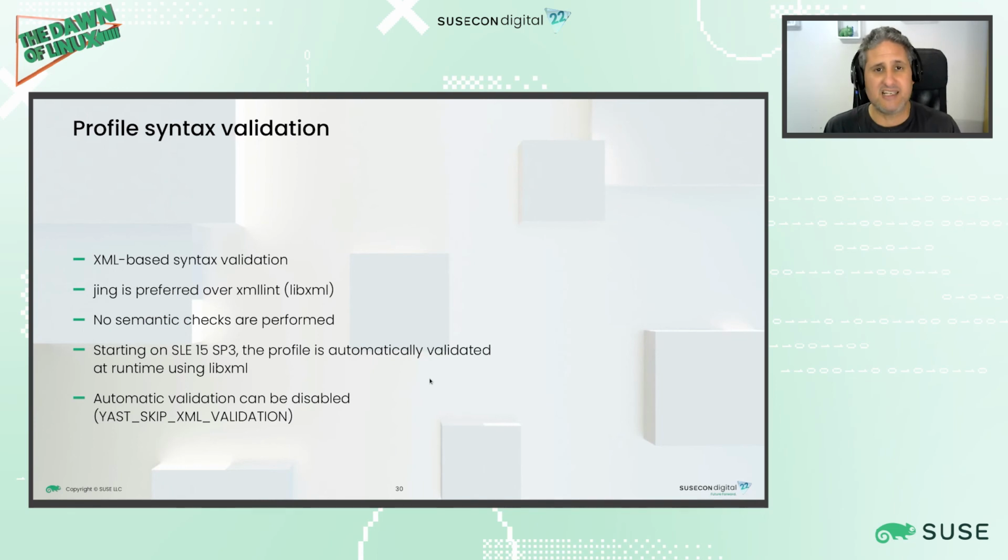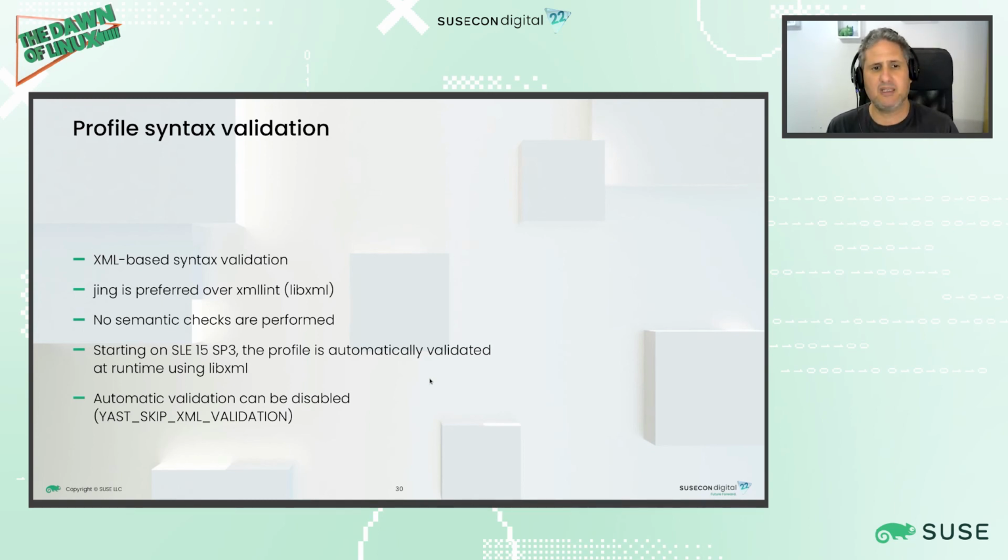And now, this is the interesting part, profile validation. Until now, AutoYaST only offered XML-based syntax validation. So if you have a profile, you can run Jing or xmllint, and you know if your profile is well-formed or not. No semantic checks, no rules processing, no ERB processing, nothing.